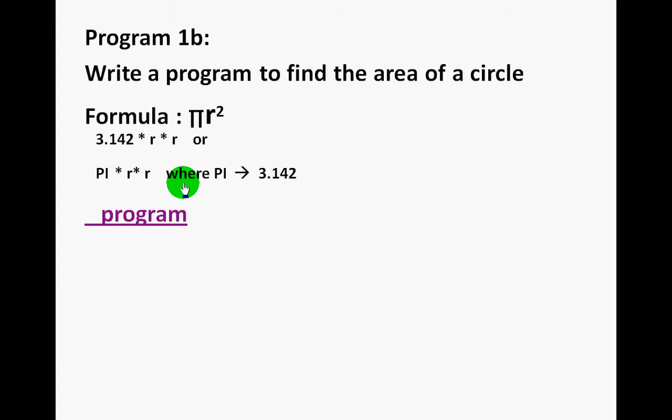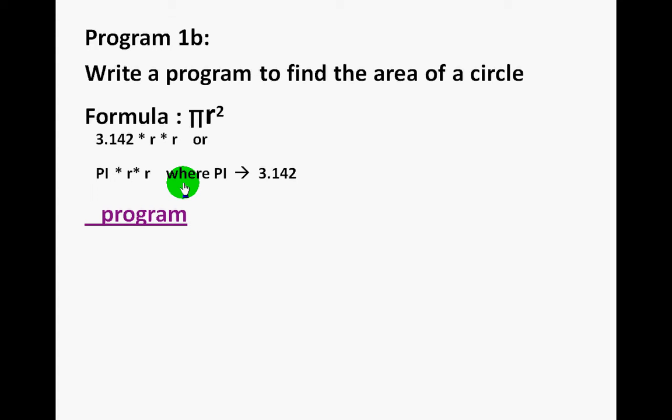Hello, now we are going to learn program 1b of your course. Program 1b is to find the area of a circle. The formula for finding the area of a circle is pi r square. Remember, there is no symbol available as pi in C language. So there are two methods in which we can calculate the value of pi r square.